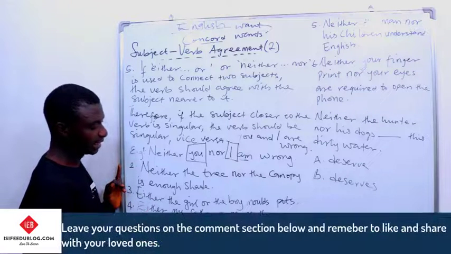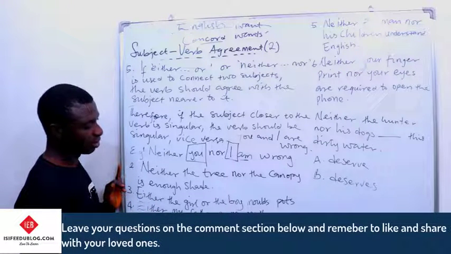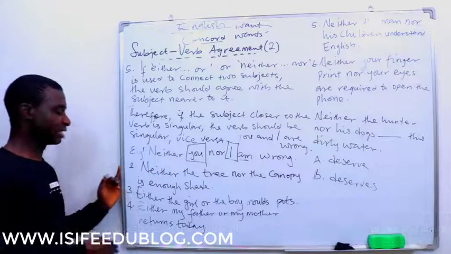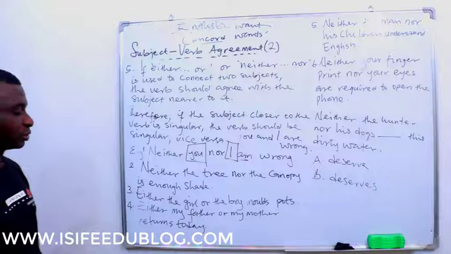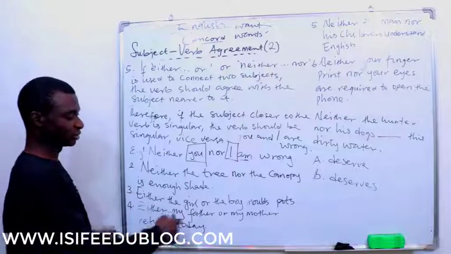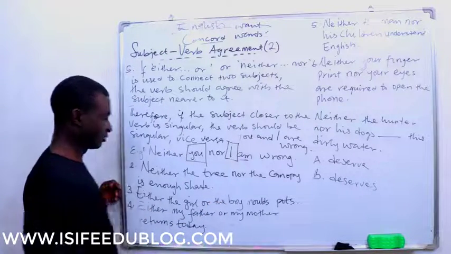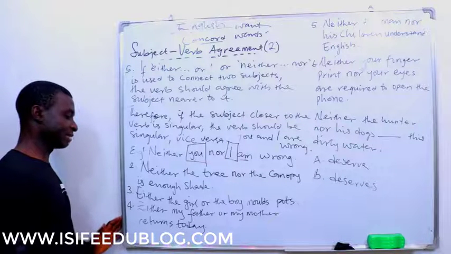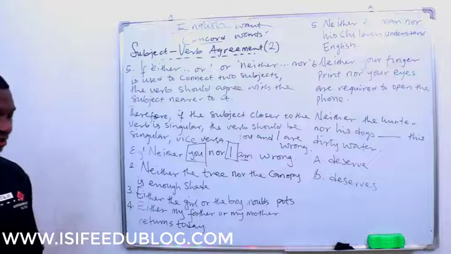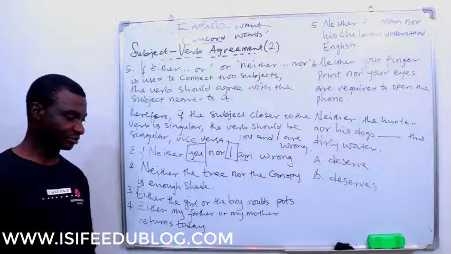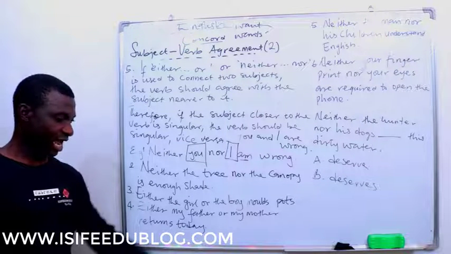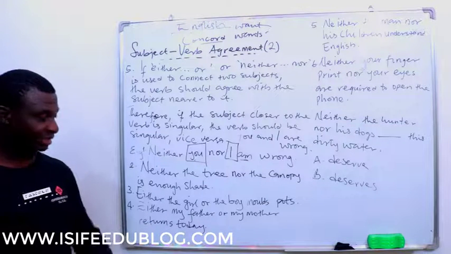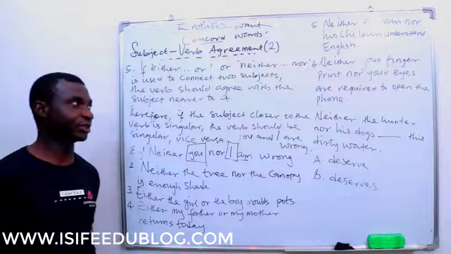Either the girl or the boy molds pots. Either the girl or the boy molds pots. The girl is removed. Only the boy controls the verb molds. Either my father or my mother returns today. One of them returns today. And the one closer to the verb is my mother. My mother is singular, therefore returns is singular.